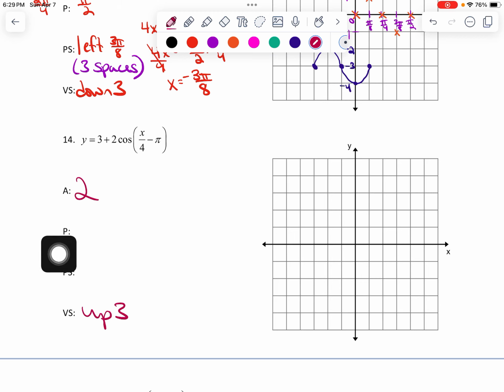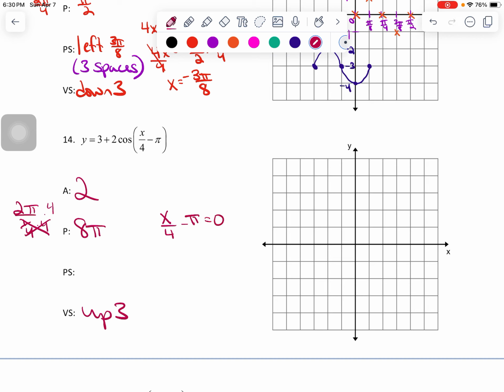And then we've got to change the period because x is being multiplied by something here. In this case, it's being multiplied by 1/4. So if I take the standard period of 2 pi and divide by 1/4, that turns into multiplication by 4, which is a period of 8 pi. All right, phase shift. I'm going to take the whole thing, x over 4 minus pi equals 0. So x over 4 equals positive pi, multiply both sides by 4, x equals 4 pi. So your phase shift is going to be right 4 pi.